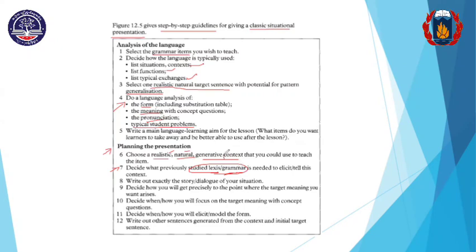In the context, if the teacher's context is very challenging for the learner, it's not appropriate. That's why the teacher needs to decide what previously studied lessons or grammar are needed to elicit in this context.